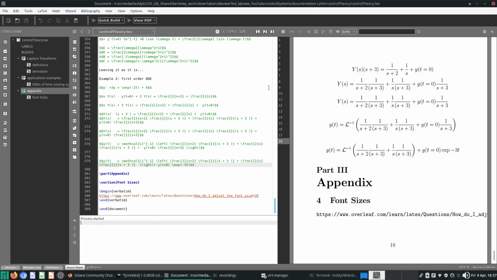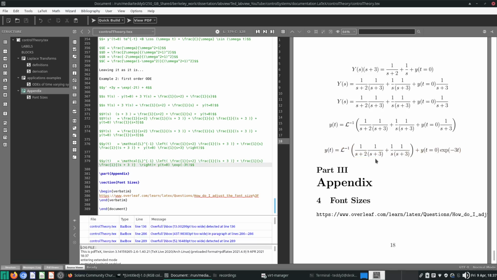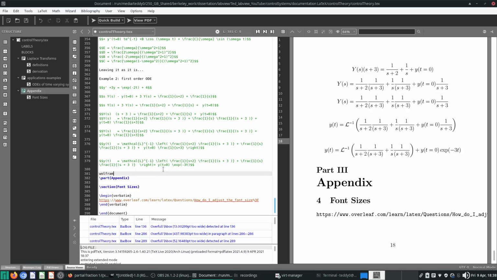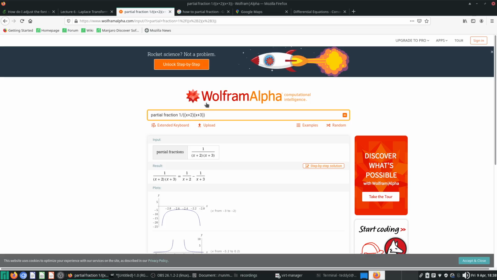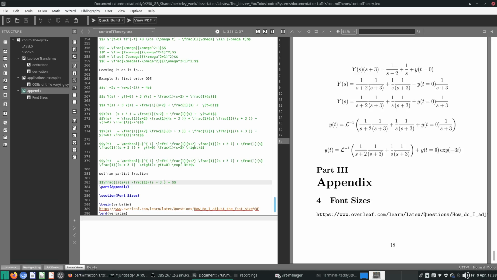I might use different forms, and these two I'll probably have to partial fraction. So I will just use Wolfram for a while. Okay, the Wolfram partial fraction for the first one is equal to, let's see, 1 over x plus 2 minus 1 over x plus 3. So that's very simple. 1 over s plus 2 minus 1 over s plus 3.